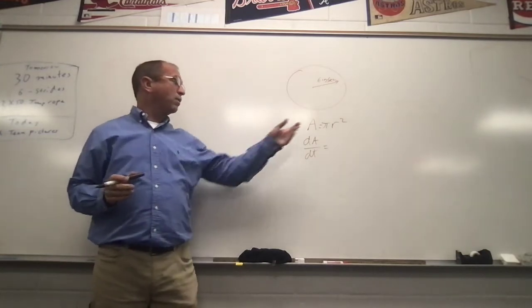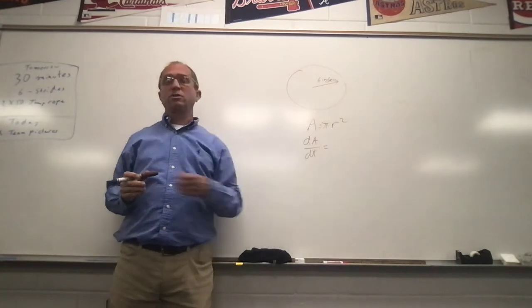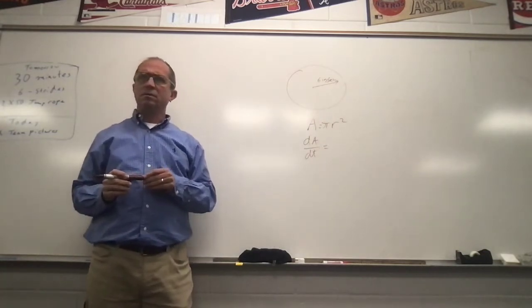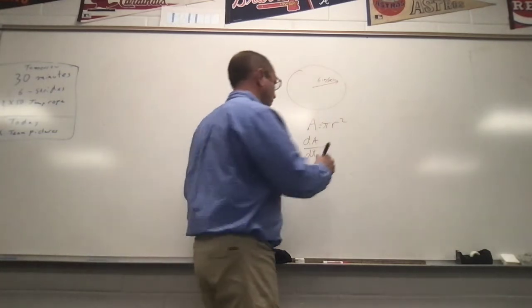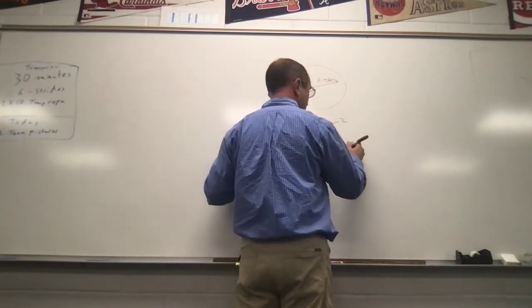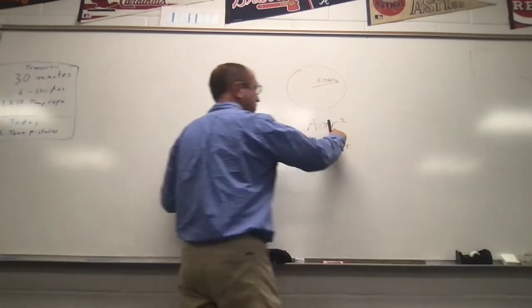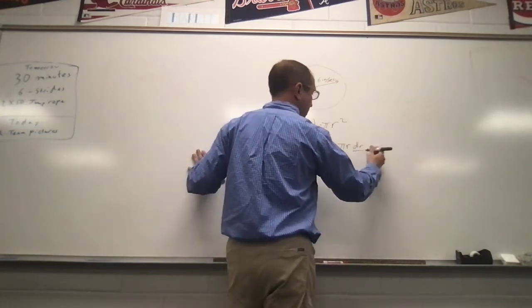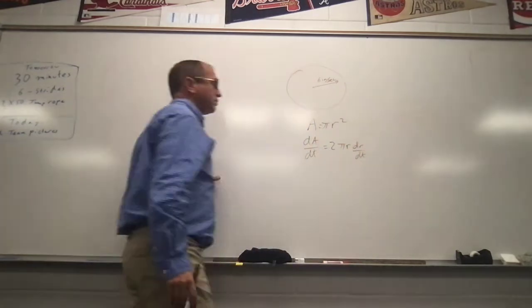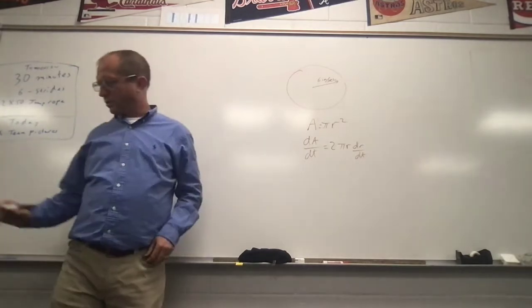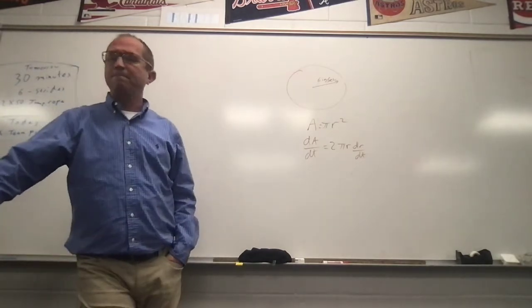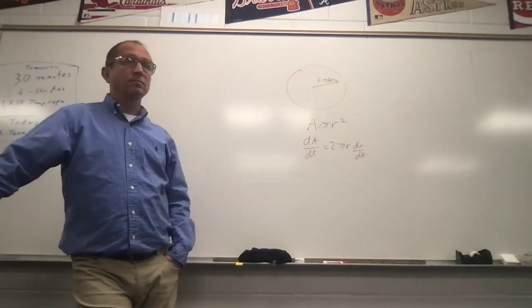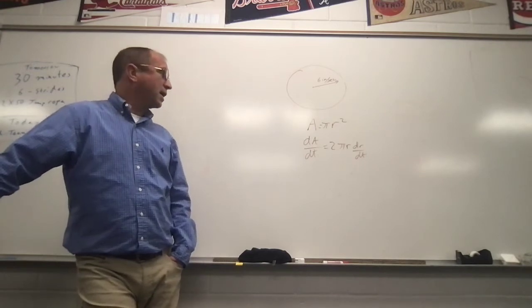All right, well now what's going to be the derivative of pi r squared? Well, it's going to be 2 pi r, but again, r is not constant, so it's going to be dr dt. Is there a question about what I did there? So I'm taking the derivative just like I normally would.